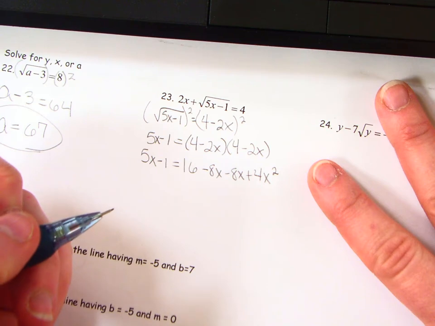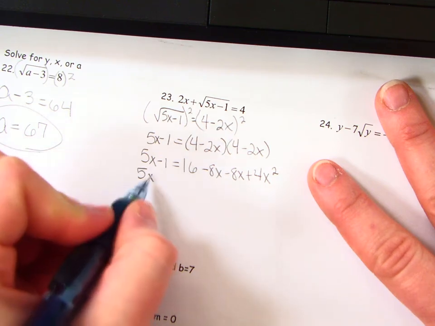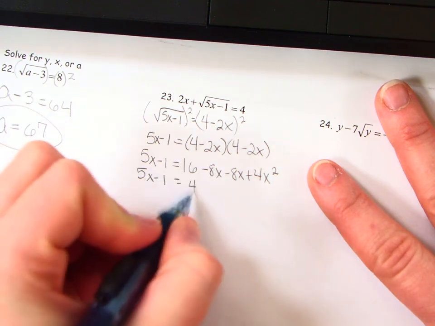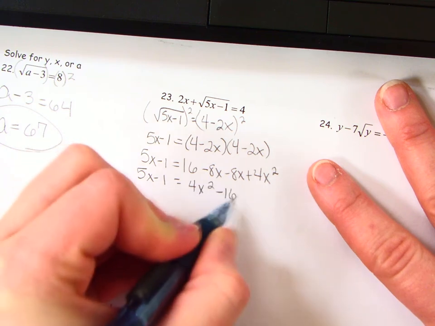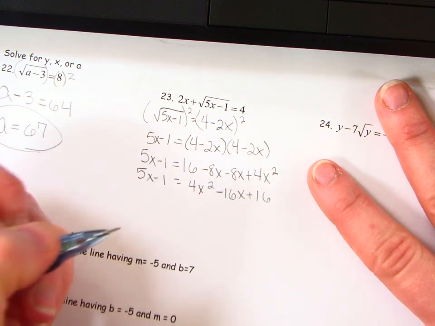Now we set everything equal to 0 and we combine our like terms. So let's start with combining our like terms. 4x squared minus 16x plus 16. Now set it equal to 0.